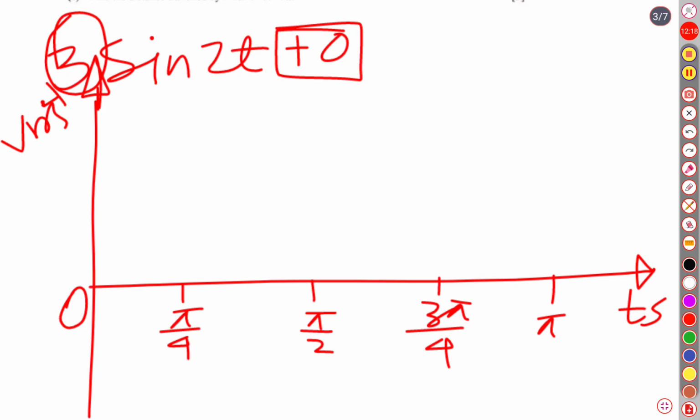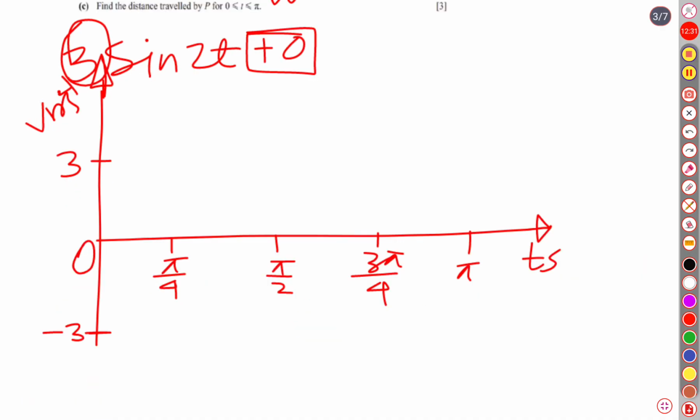Now the amplitude is 3, so the maximum value is going to be 3, and the minimum value is going to be negative 3. Since this is a transformed graph with two cycles, instead of one cycle we will draw two cycles. Two cycles is for 2 pi, but as our limit has been given as up to pi, there will be one cycle.